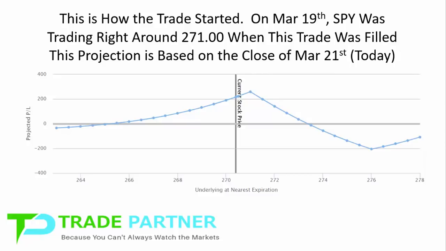And this particular trade, today is March 21st, and this trade was placed on March 19th when SPY was trading right around 271. And this projection was based on the close of March 21st, which again is today. So when I placed this particular trade on, this was the projection. And if by today, so this was placed on Monday, today is Wednesday, if by today SPY had moved up to 276, then this trade would have lost if I would have not been able to do anything else.